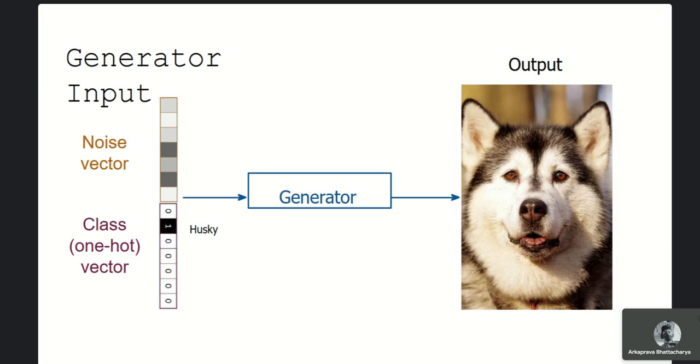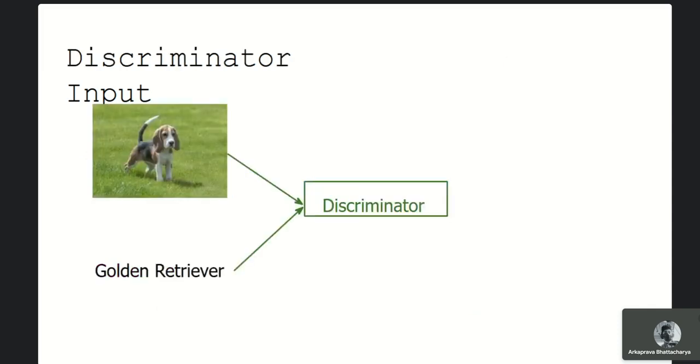Now, this was about the generator, how we can control generation of images of a particular class. Now, how does the discriminator know what class of images this generator is producing? So we need to pass this class information to the discriminator as well, so that it knows what particular class the generator is producing.